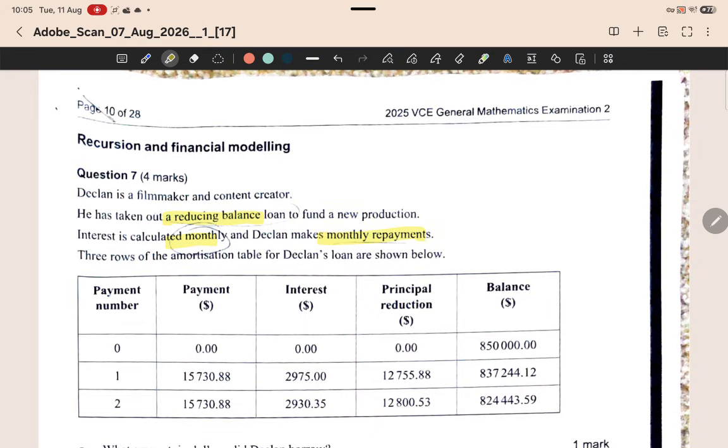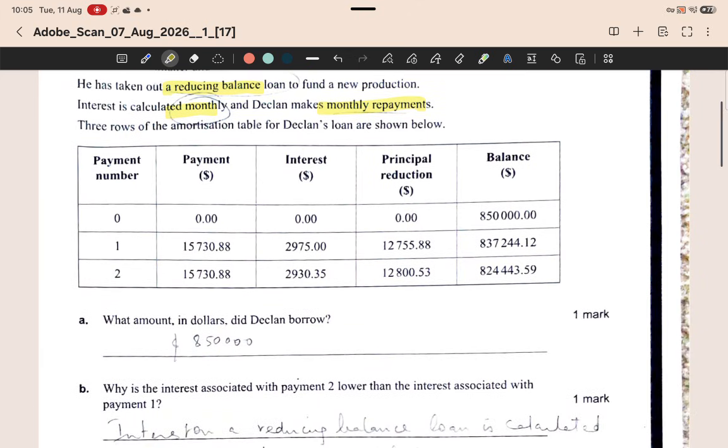3 rows of the amortization table are given to you below, and part A is the easy question where they ask you what amount in dollars did he borrow. The first outstanding balance is the amount he borrowed.